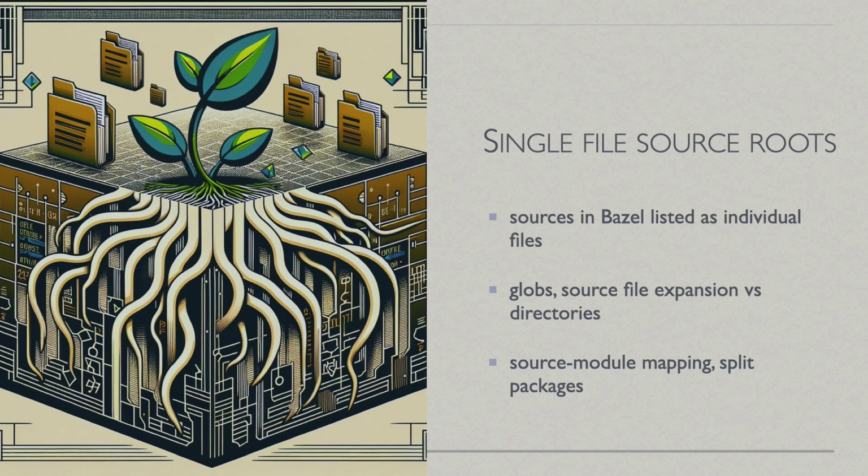I'll just tell you about some of my favorite problems we encountered. One of them we call the single file source roots. Bazel is nice and flexible and general, so you can attach a bunch of sources to a target. You attach them either as individual files or as a set of files defined as globs, which then get expanded to a regular set of files. If you talk to Bazel now, you will only get this set of files.